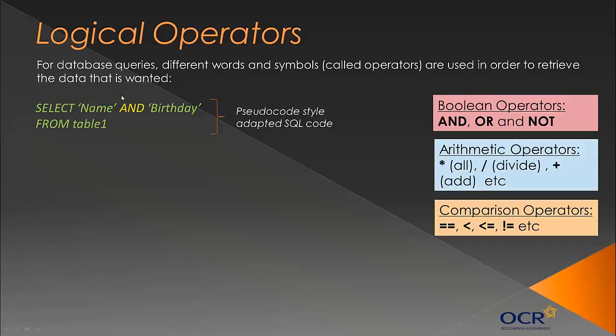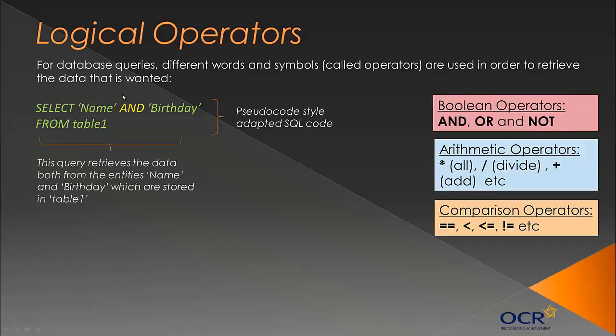So here we've got code that uses the AND operator. And what this does, this retrieves data from both the entity's name and birthday from table 1. So because it's AND, it's both. It's data from both of them, not OR, obviously. So it's AND in that query.